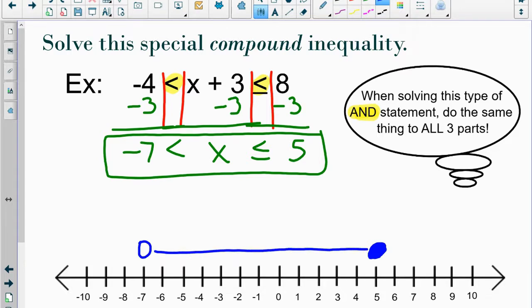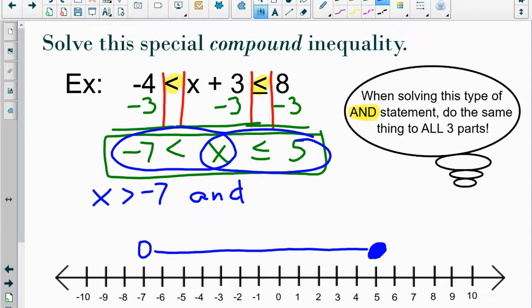If we were to take these inequalities and write them using the word and, what we would do is take this first inequality, -7 is less than x, and actually reverse it, write it the other way with the variable first, because that's normally how we would graph on the number line. We would say that x is greater than -7, and then we take the second part of it: x is less than or equal to 5. And that's what we have graphed here.